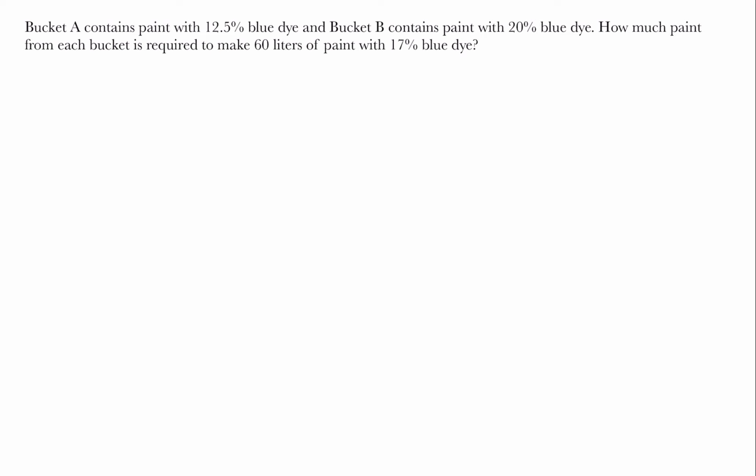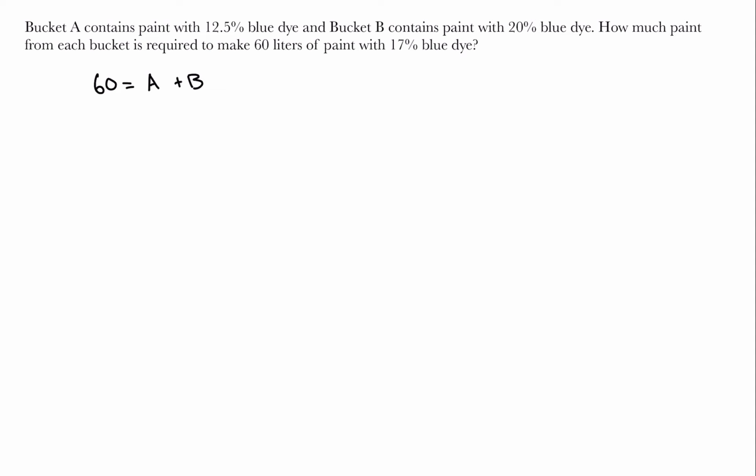The first and easier equation is to look at my total amount of liters, which is 60 liters. And I need these 60 liters to equal some amount of bucket A plus some amount of bucket B, right? That 60 liters of paint is equal to A plus B, okay? So we have our first equation. Now our second equation is going to be a little more detailed.